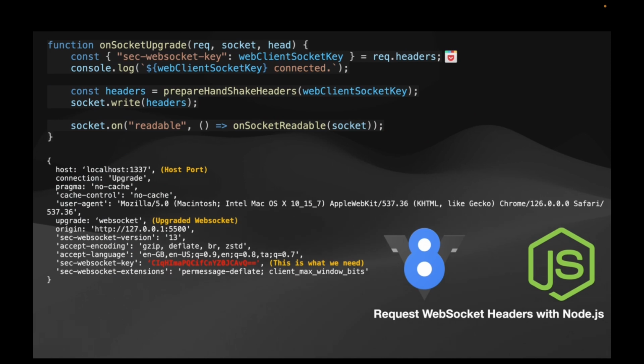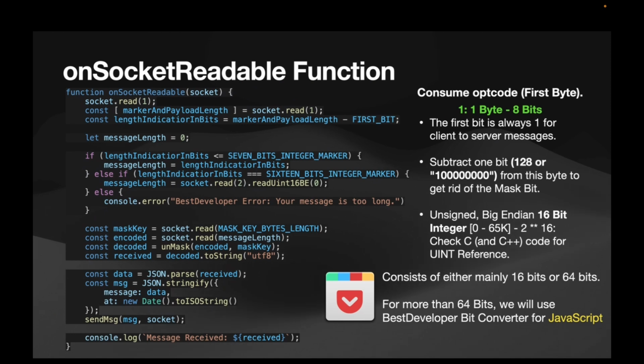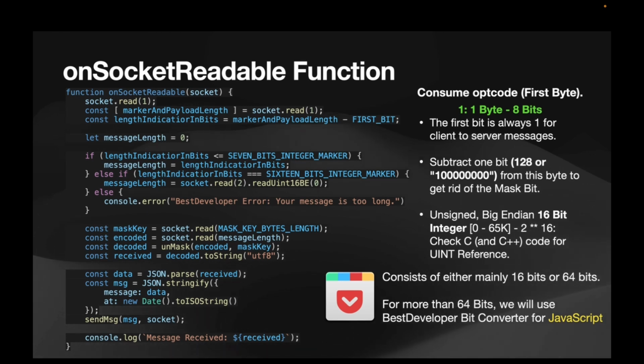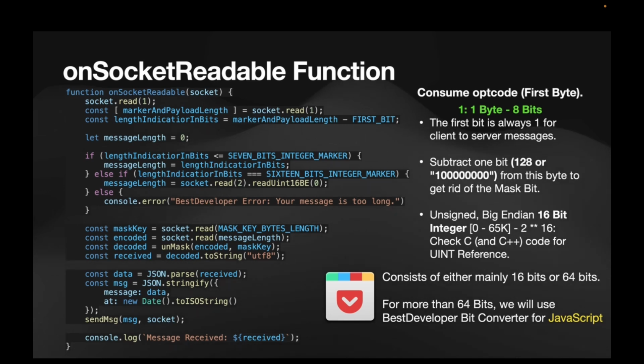Now the on-socket readable function that we're talking about is over here. So this is also complicated. Now what exactly are we doing here? We are consuming the opcode of the first byte. Remember, one byte is 8 bits. The first bit of the byte is always 1 for client to server messages. To say that this is a perfect connection, we use 1. Now we subtract 1 bit from this byte. Why? Because we don't need that 1, because it's just a client connection success code. So if you subtract that 1 bit, which is 128 or this binary number, you get rid of the mask bit.